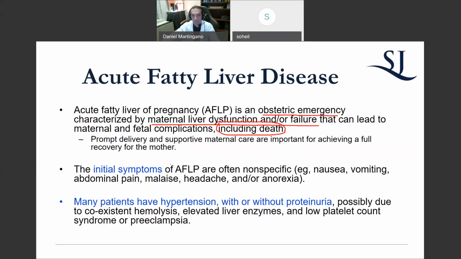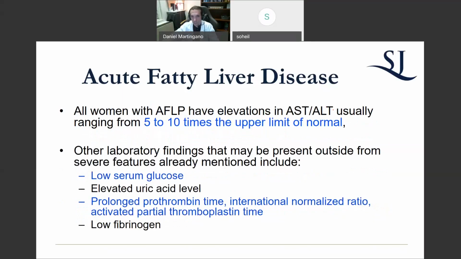Okay, while the initial symptoms are kind of vague and nonspecific, these patients look very, very sick. Okay, if you've ever seen it, it's very impressive and it's an emergency. Truly, they can have hypertension. Usually, they have proteinuria, but not necessarily. But they have liver dysfunction, as you might imagine, but the AST and ALT is in the 5 to 10 times the upper limit of normal. You could have it there. They're always in the thousands, the AST and ALT.